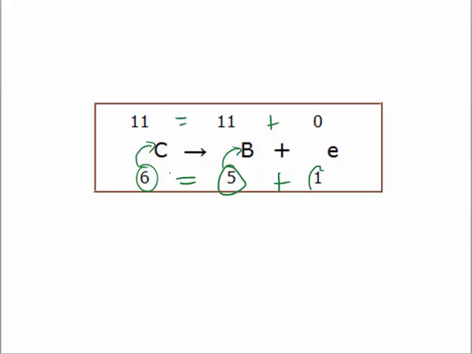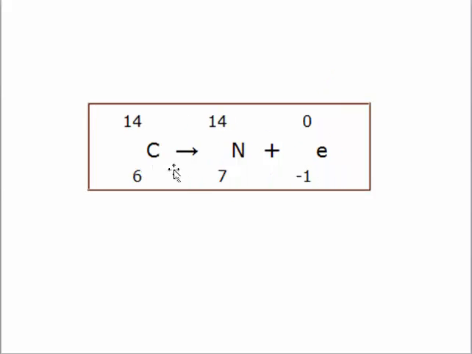Remember, the 1 doesn't mean it's hydrogen, because this has no mass. So it has to be a positron. And again, you can see from this example that there's a negative charge on a particle that has no mass, so it's an electron. So 7 plus negative 1 is 6. 14 plus 0 is 14.